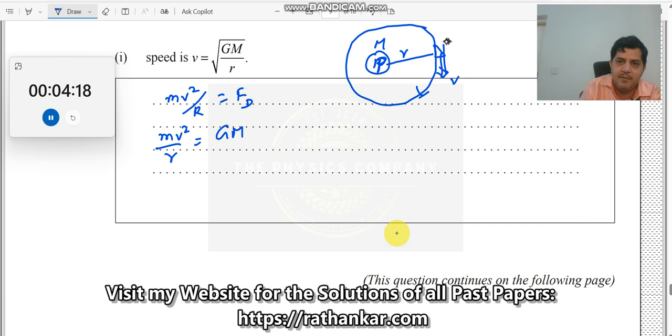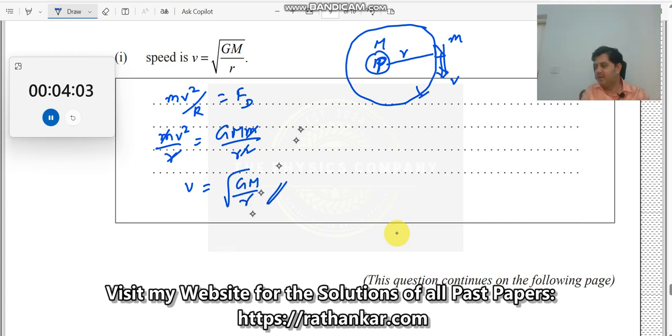m divided by r squared. This is capital M, this is small m. This m and this m go away. So you get r squared, and this r goes away. So v is equal to square root of GM by r. Okay, so thus we have got this. Just writing like this will not fetch you the mark, but you need to label it appropriately.